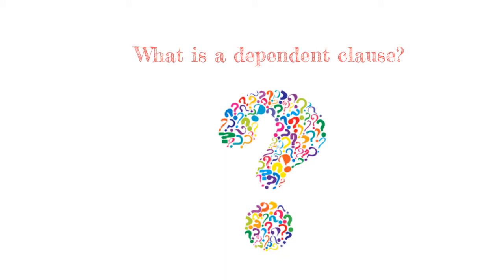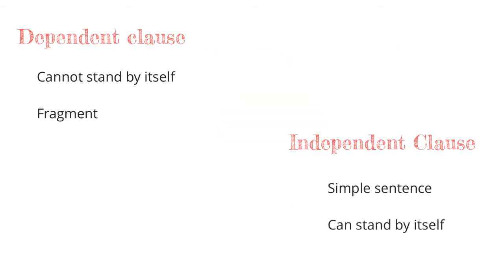So I know you've heard about independent clauses, but now it's time to learn about a dependent clause. When something's dependent, it relies on something. Therefore, a dependent clause relies on an independent clause to create a complete sentence. A dependent clause cannot stand by itself. It would be considered a fragment. An independent clause is a simple sentence or a complete sentence that can stand by itself.